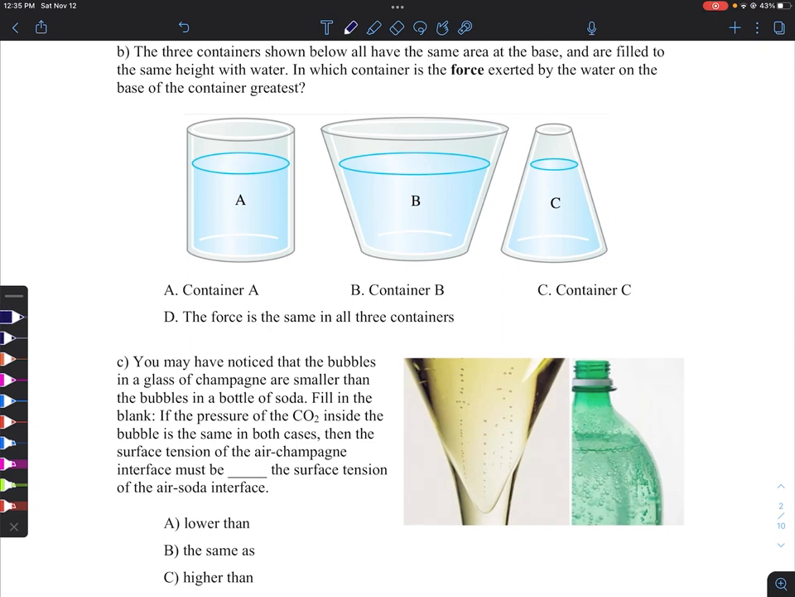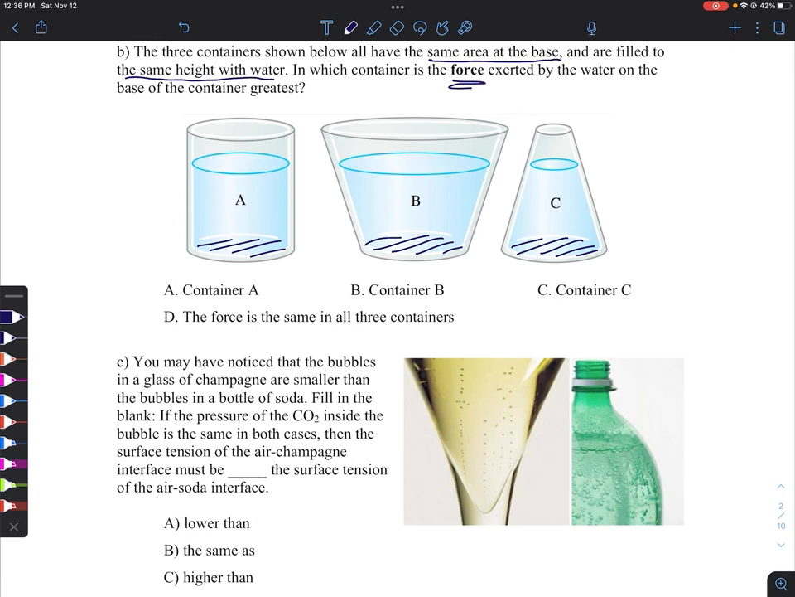The three containers shown below all have the same area at the base and are filled to the same height with water. In which container is the force exerted by the water on the base of the container greatest? So we want to figure out the force exerted by the water on the base of each container. We don't know anything about the mass or how much water is in each of these containers, so we're not going to be able to use something like mg.